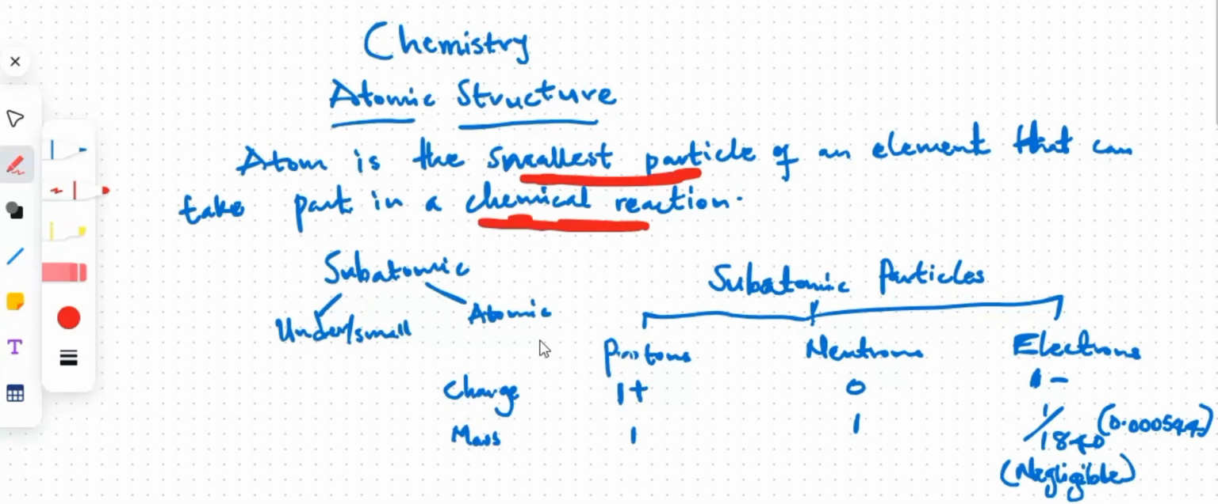What is the charge of protons? Protons are positive, electrons are negative, neutrons are neutral. What is the mass? It is 1 for protons, 1 for neutrons, and 0.000544 for electrons. That's why in all our calculations so far, we have not mentioned electrons, because electrons don't contribute to the mass number. They are negligible.